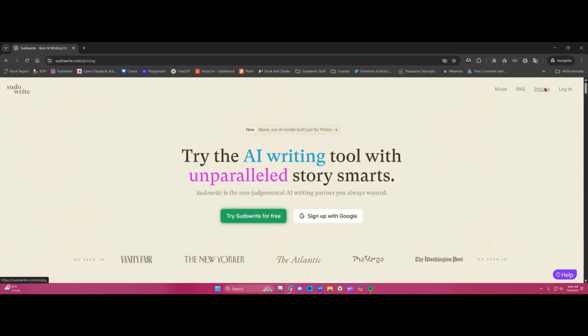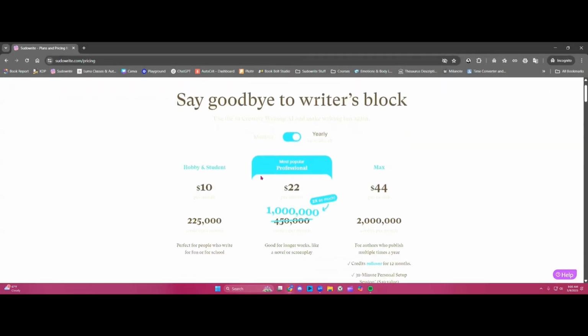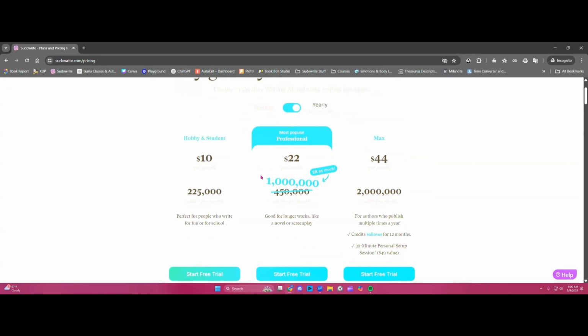I'm going to click this pricing over here. And these are your plan options to choose from. First thing I want you to notice is this toggle right here, monthly, yearly. So the prices do change. If you go monthly, the hobby and student is $19 a month. If you do the yearly, you get a discount and it's $10 a month. However, you do need to pay that yearly price up front.